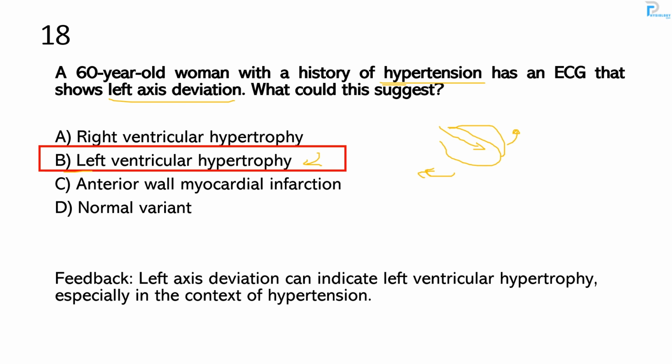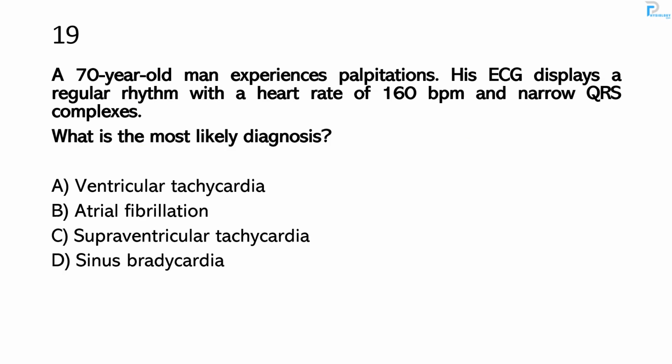A 70-year-old man experiences palpitations. So he has palpitations, meaning the heart rate is high. His ECG displays a regular rhythm. Heart rate is 160. So it looks like tachycardia because the rhythm here is regular, and the rate is like 160. It's high.